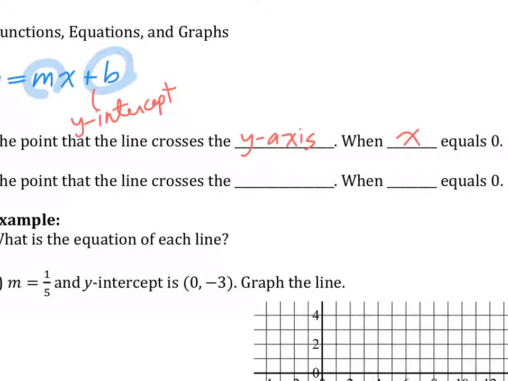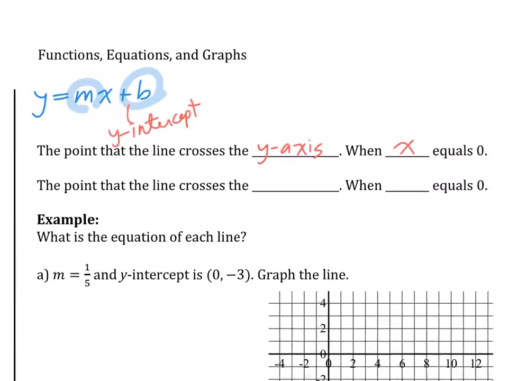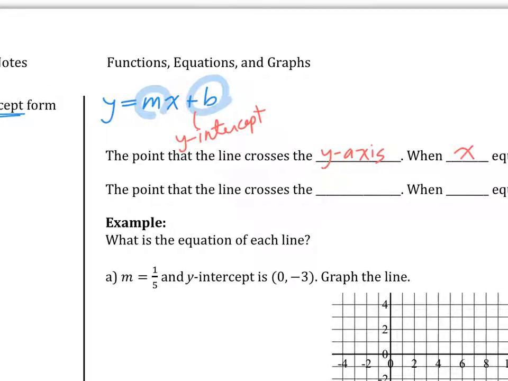Now let's go to x-intercept. X-intercept is the point where the line crosses what? Yes, the x-axis. So then that's when what is 0? Y. Good, so it's the opposite.